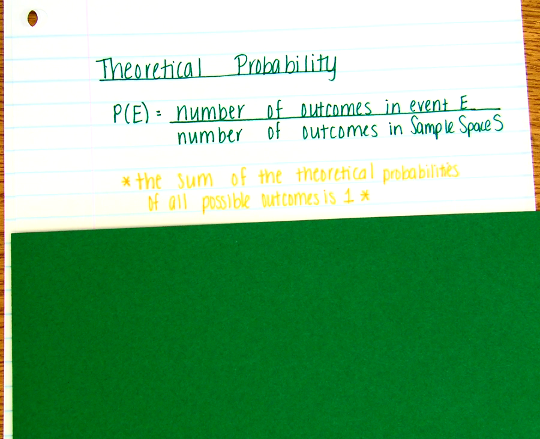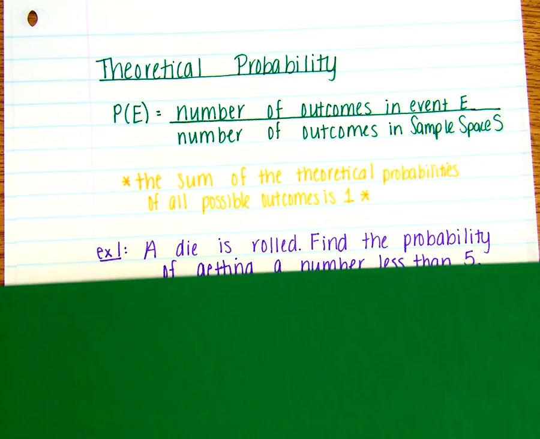It says the sum of all theoretical probabilities of all possible outcomes is equal to 1. So here, if we were talking about a sample space, let's say we're talking about flipping a coin. What's the chances of us flipping a coin and getting heads? 50%. What's the chances of us flipping a coin and getting tails? 50%. So 1/2 and 1/2, together they add up to give us 1. And that would be an example of how the theoretical probability works.